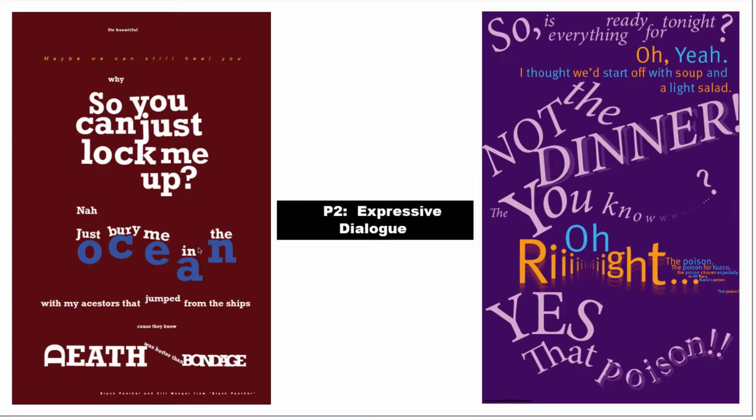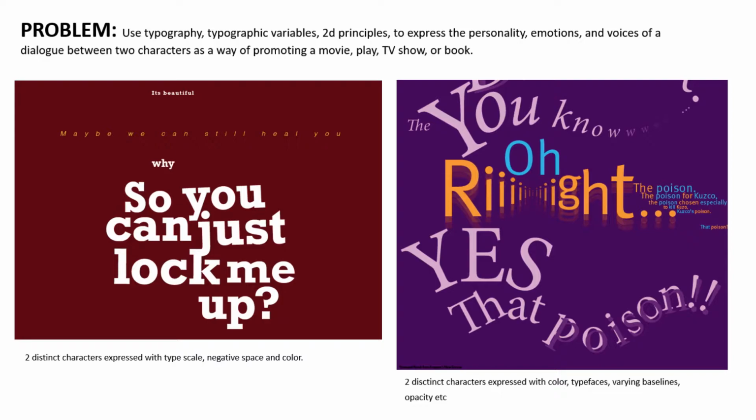So the problem is we are trying to figure out how to use typography, typographic variables, and 2D principles to express the personality, emotions, and voices of a dialogue between two characters as a way of promoting a movie, play, TV show, or book. And I have an example of this one on the right, The Emperor's New Groove.